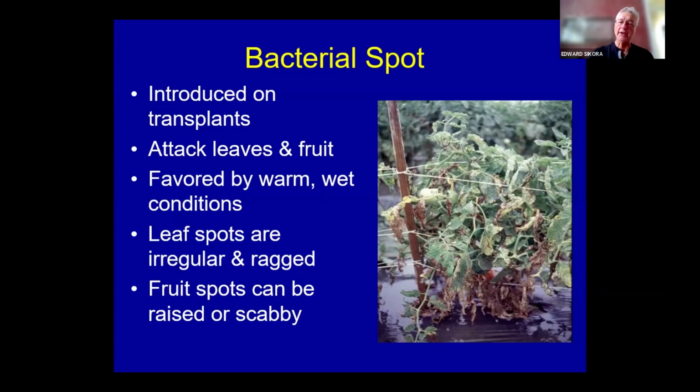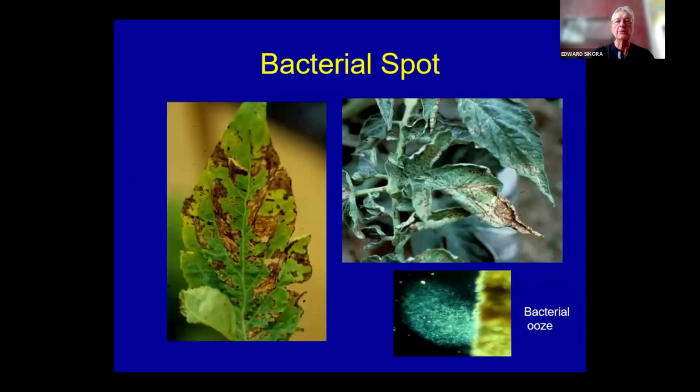The fruit spots can be raised or scabby. I'll give you examples of both. So here you can see the leaf spots on a tomato leaf to the left. Oftentimes they're very angular in their pattern, just because once the bacteria get into the leaf itself, they have a hard time as they move through the tissue crossing those major veins. So sometimes you see this angular type pattern, which sometimes for a trained eye can give you an idea that you're dealing with this disease.